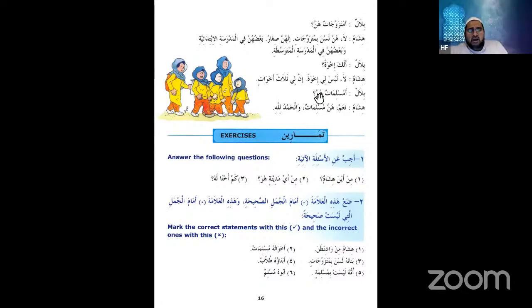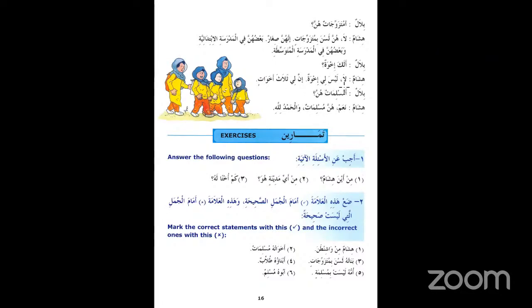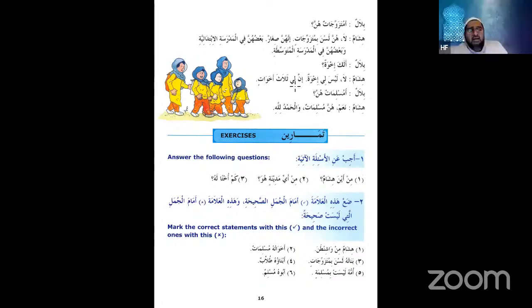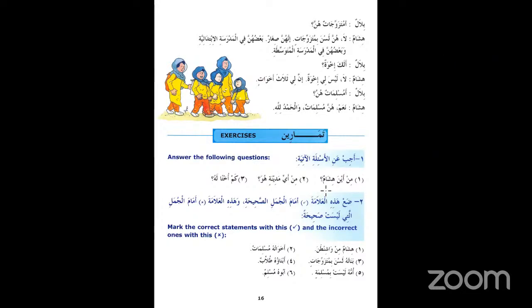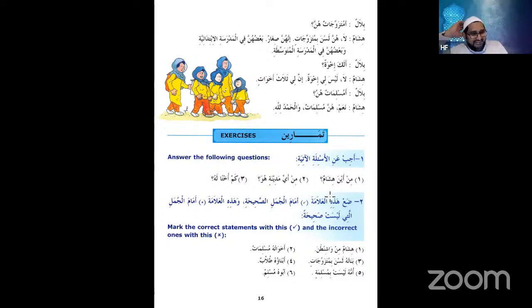Okay. Only sisters is Muslim. Okay. لا ليس لي إخوة إن لي 3 أخوات أو مسلمات نعم هن مسلمات والحمد لله. Okay. Parents are not Muslims, but sisters are Muslims.